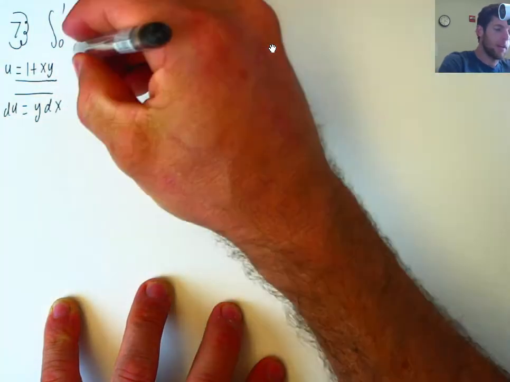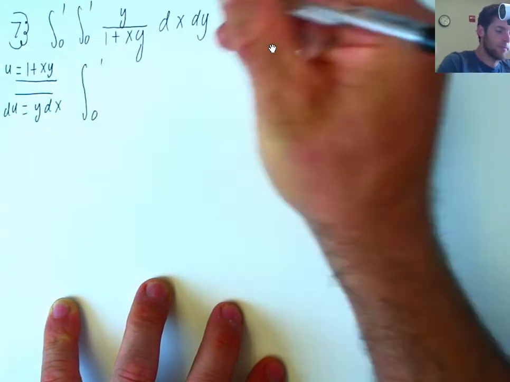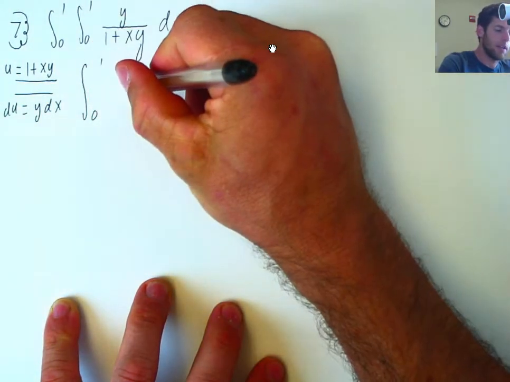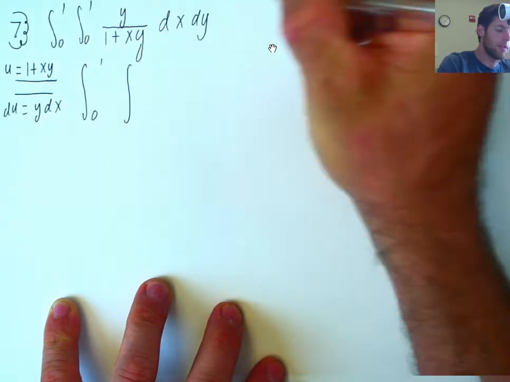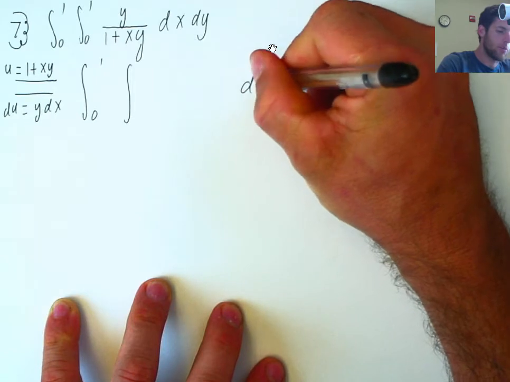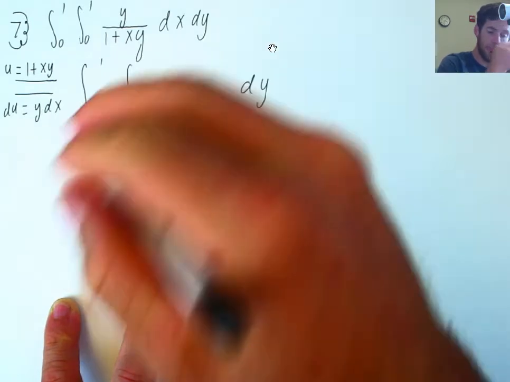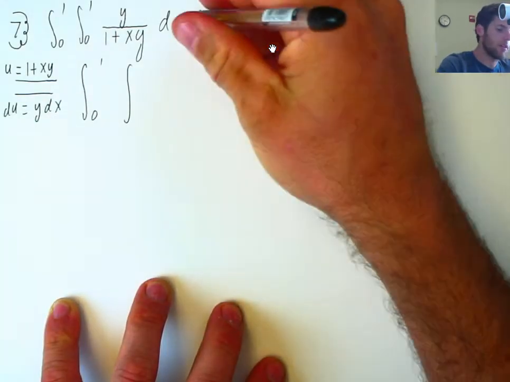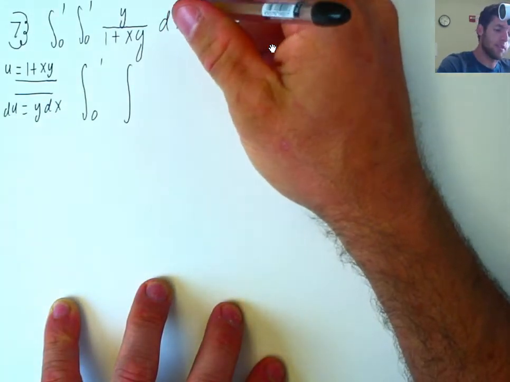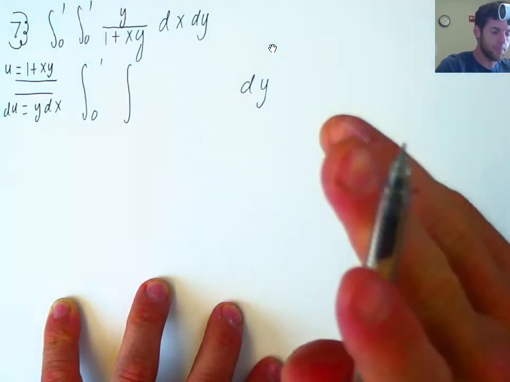So, doing that, I have the integral from 0 to 1, and the other integral with respect to y, the integral with respect to x is going to change to a new variable, so let's be very careful. The new variable of integration is going to be u, so I shouldn't write dx again, nor should I write the limits of integration.